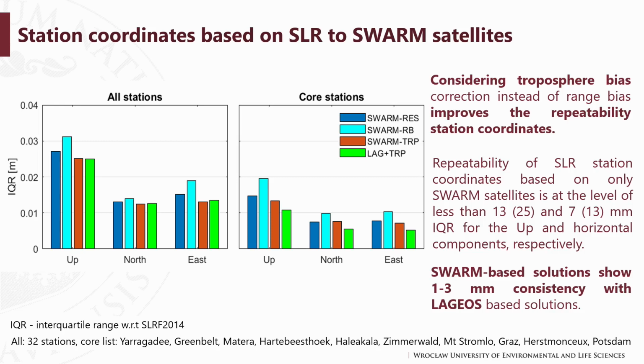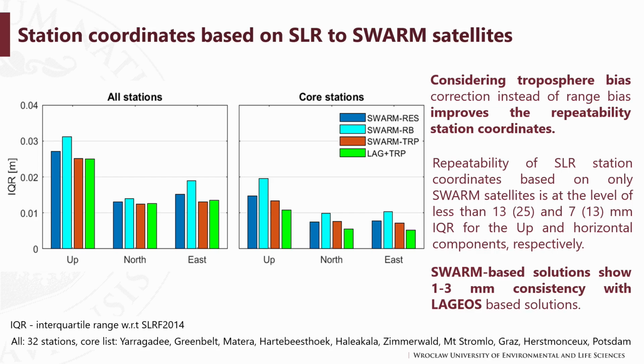Next topic: we try to estimate other parameters, station coordinates, based solely on SLR measurements to Swarm satellites. The figure shows the estimates of the north, east and up components for the two groups of stations, 32 stations and the core sites. For the solution, we include range biases, tropospheric biases, and no modeling of any effects, compared to the solution based on the LAGEOS 1 and 2 data with tropospheric estimates.